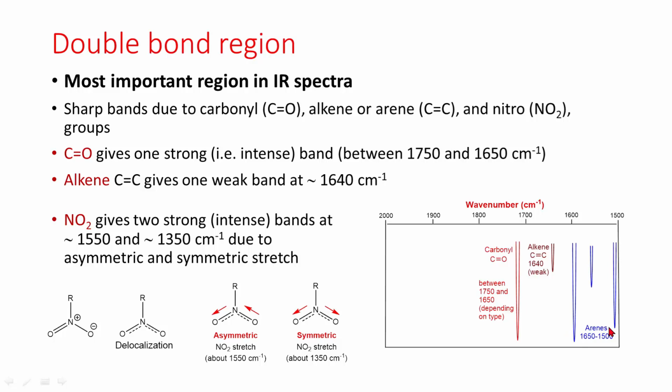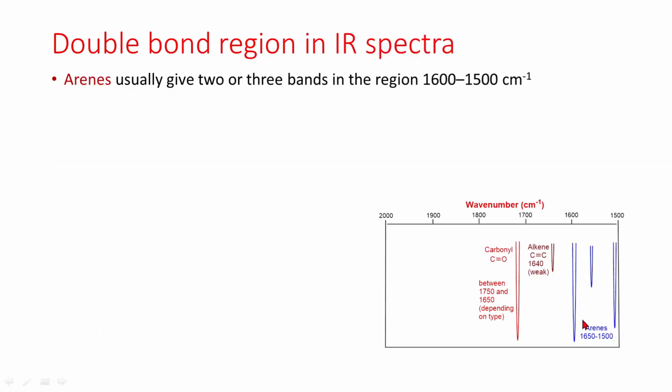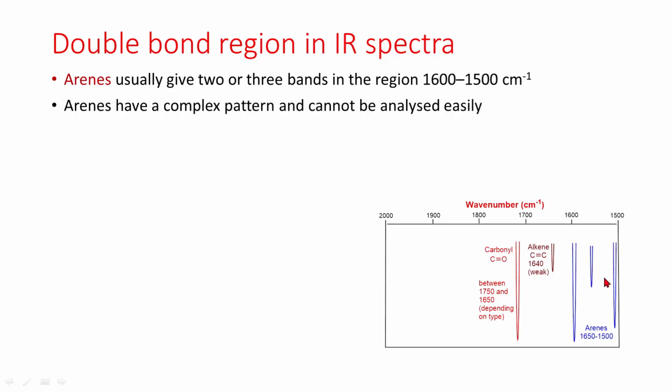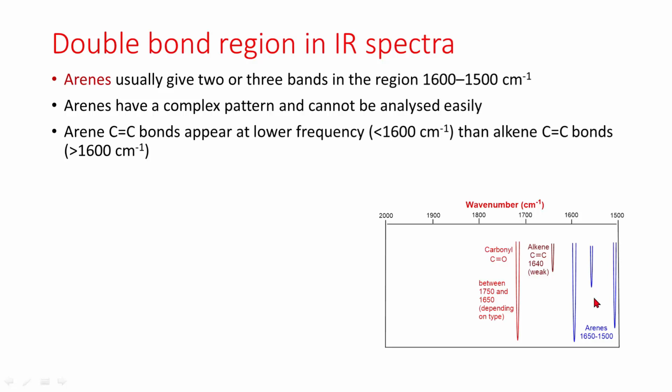Regarding arenes, arenes usually give two or three bands in the region 1600 to 1500 cm⁻¹. Arenes have a complex pattern and cannot be analyzed easily. Arene carbon-carbon double bonds appear at lower frequency, less than 1600 cm⁻¹, than alkene carbon-carbon double bonds, which is greater than 1600 cm⁻¹.